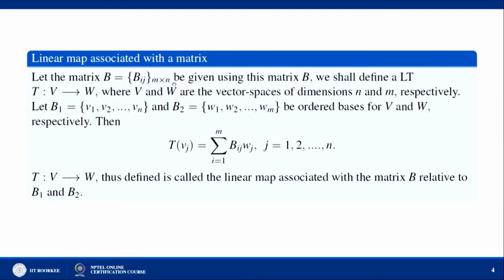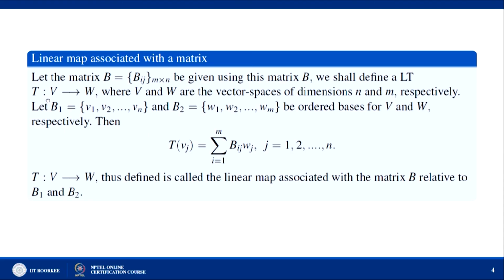Let us suppose a matrix B, given by Bij of order m cross n, is given. Now, using this matrix B, we shall define a linear transformation T from V to W, where V and W are vector spaces of dimensions n and m respectively. To understand this, let us suppose B1, which is given by V1, V2 up to Vn, and B2, which is W1, W2 up to Wm, are the ordered bases of V and W respectively. Then how can we find the corresponding linear transformation from V to W?